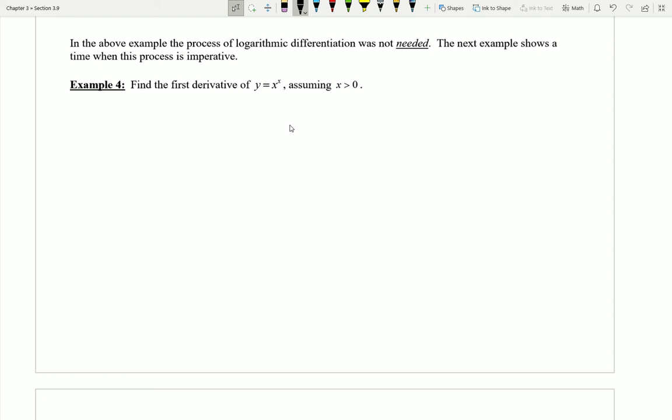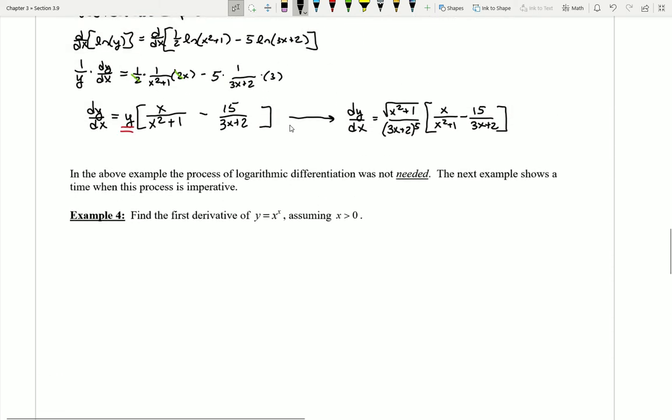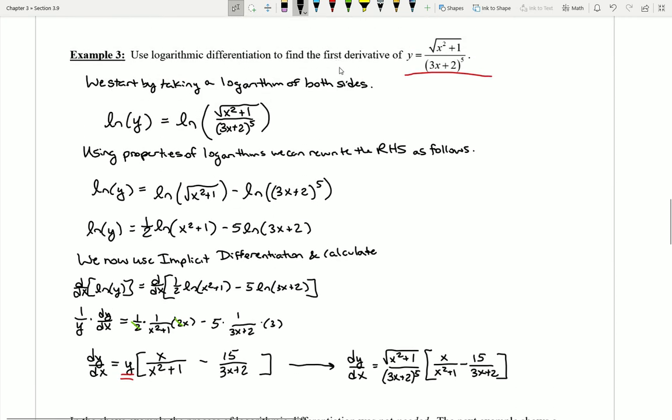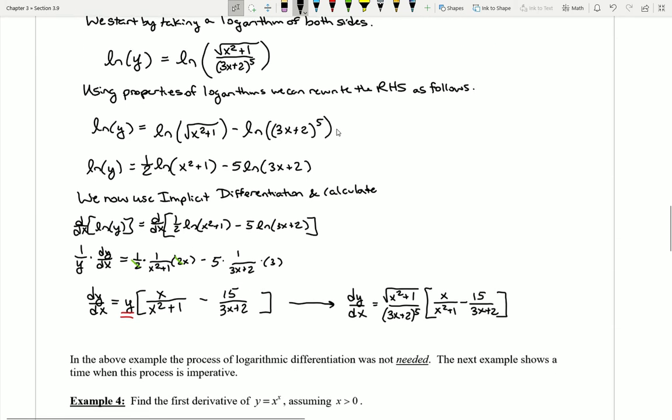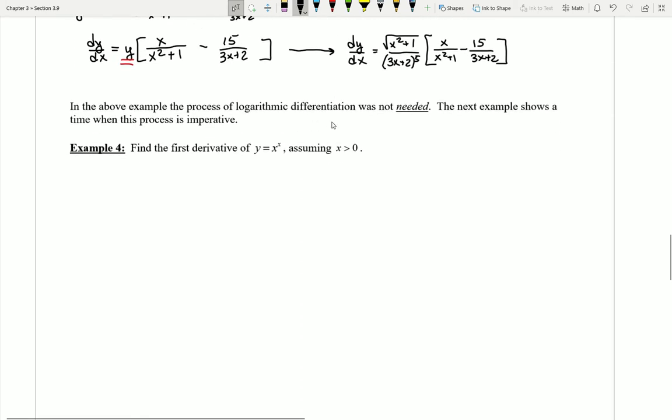So as we said at the end of the last video, the process of logarithmic differentiation really wasn't necessary in example number 3. It was possible to be used, but it almost seemed like it overcomplicated the question. But this doesn't mean that logarithmic differentiation in general is always a waste of time. In fact, there are very specific instances when logarithmic differentiation must be used because we have no other tool by which to help answer certain questions. And such a question here is example 4.